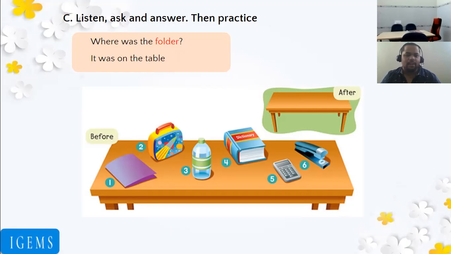Okay, let's see here. Where was the folder? Where were... Okay, let me see here. One more time. Where was the folder? Where were the photos? That's right. And then the folder. Can you see the folder here? The number one.